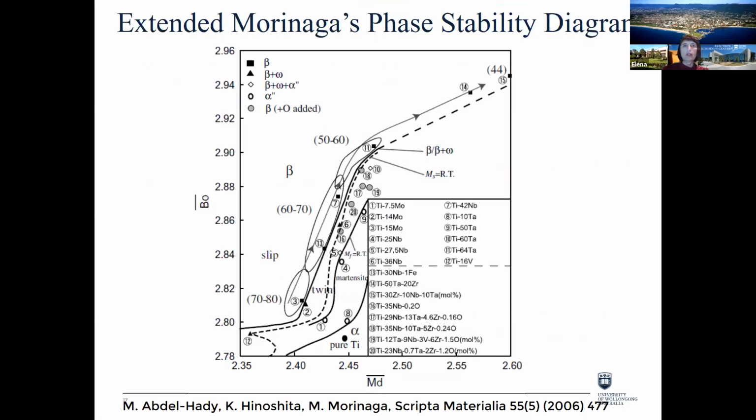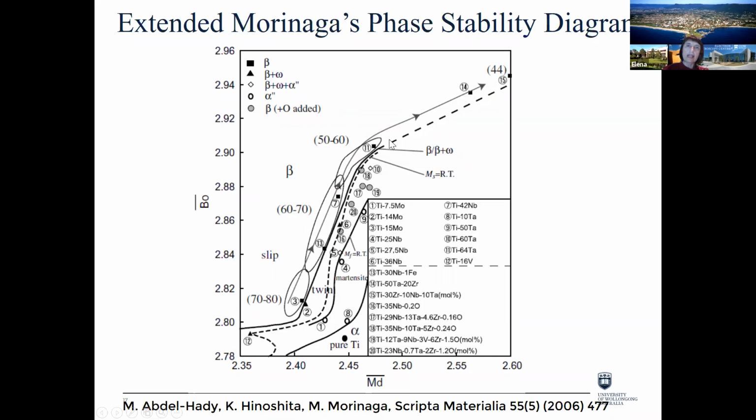It's common to call it the Morinaga phase stability diagram. This is an extended one. Originally it was a bit smaller, and now it's extended to 2.96 Bo. Here we can see a relationship of fields in which we have operation of just slip here in the beta phase. Then we have the region of twinning taking place.